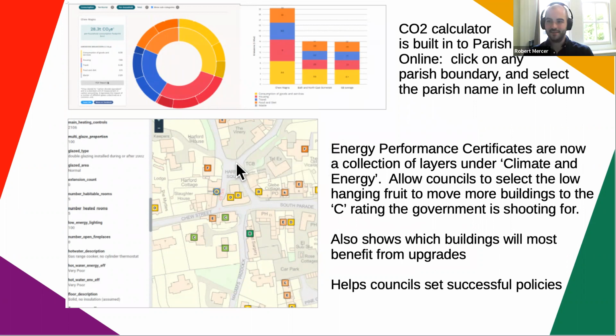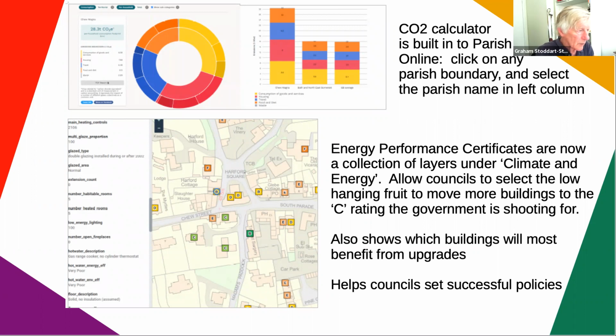The next one, you mentioned seeing the climate emergency stuff. This is one of the ones that comes out: the energy performance certificates, the EPCs. And basically they give you the option of seeing which buildings will be most easily moved to the C rating, which is what the government is shooting for by 2035 or something. They want every building in the country to be at least a C rating. Yeah. So your council is going to have to decide how they're going to help with that.